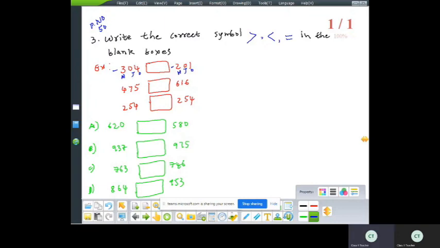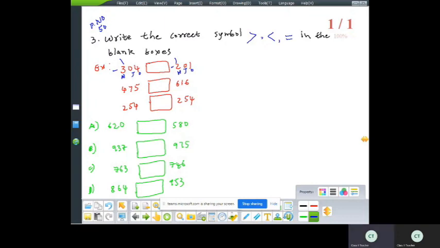The digits in the hundreds place are 3 and 2. Here 3, here 2. From 3 and 2, which is the biggest number? The biggest number is 3. Then 304 is a bigger number than 201. Here, 304 is a bigger number.